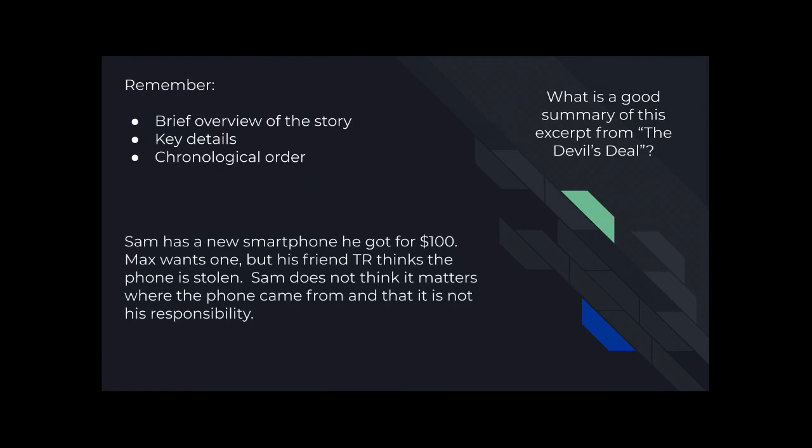So here will be a good, brief summary of The Devil's Deal. Sam has a new smartphone he got for $100. Max wants one, but his friend TR thinks the phone is stolen. Sam does not think it matters where the phone came from, and that is not his responsibility. No discussion of theme. It's just simply retelling the events as they occur so that you know what this story is about.